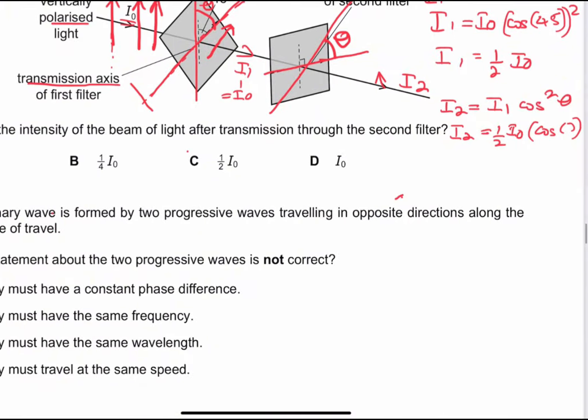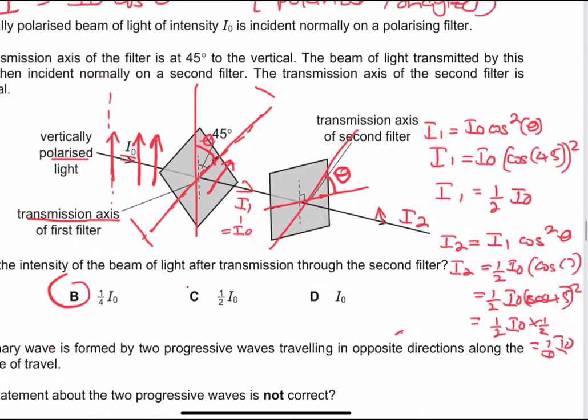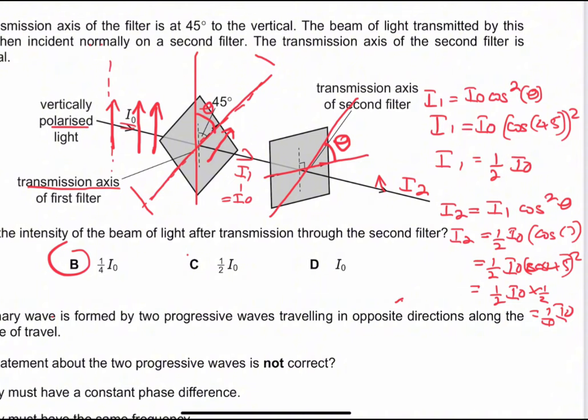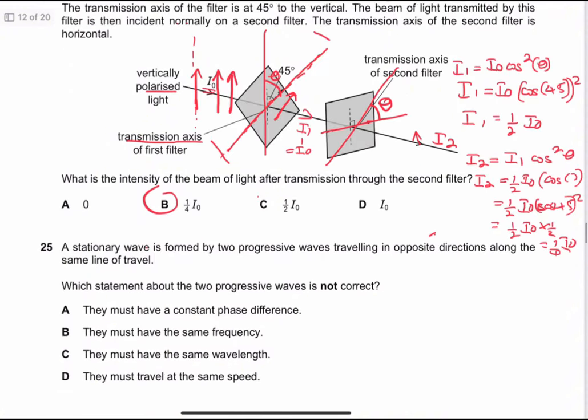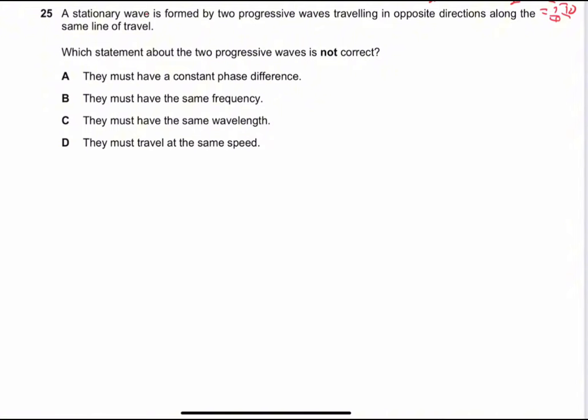So your value of I2 would be equal to half of I0 times cos of 45 squared, which is also another half. So half of I0 times half gives you 1/4 of I0. The answer is B. So it's important for you to understand Malus's law, understand what the value of the angle is and how all of that relates, and you'll be able to find the expression that you need. Okay, moving on to question number 25.